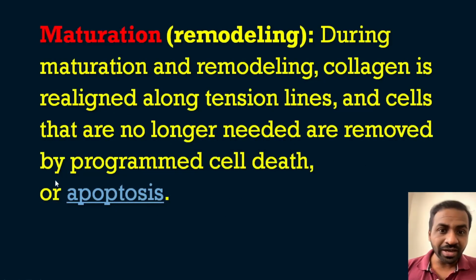And then comes the final stage, that is the maturation or the remodeling phase. During this maturation and remodeling phase, the collagen is realigned along the tension lines, and the cells that are no longer needed are removed by programmed cell death, otherwise known as apoptosis. Okay, so what do you mean by apoptosis? The programmed cell death is known as apoptosis, and that happens during the maturation or the remodeling phase of wound healing process. Okay, so I think these four stages are very important. I think that is clear for you now.